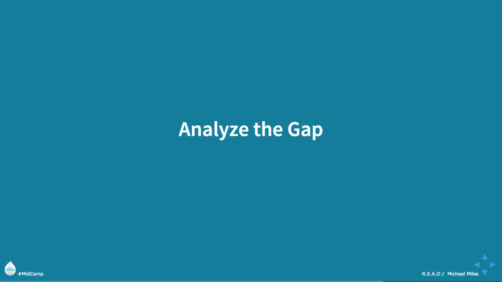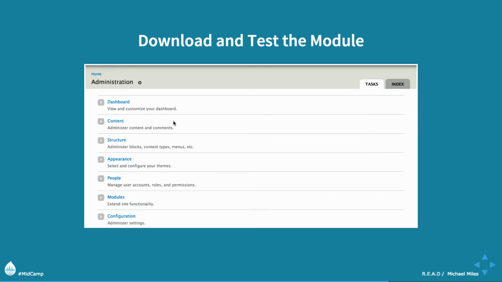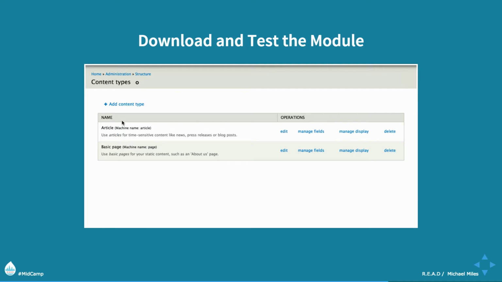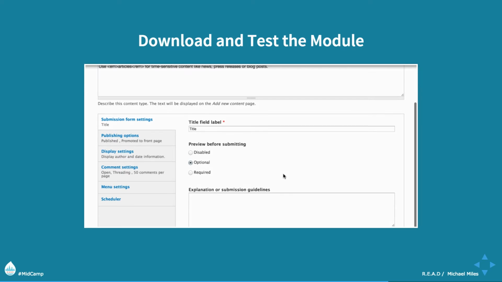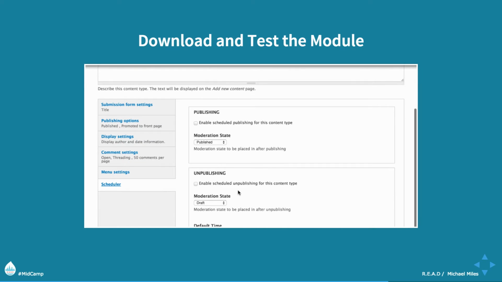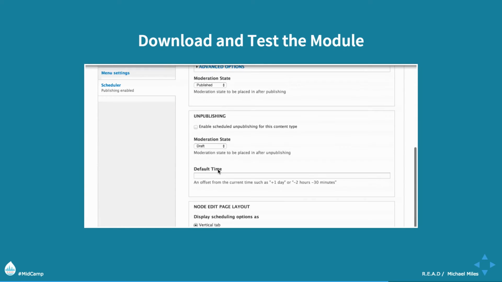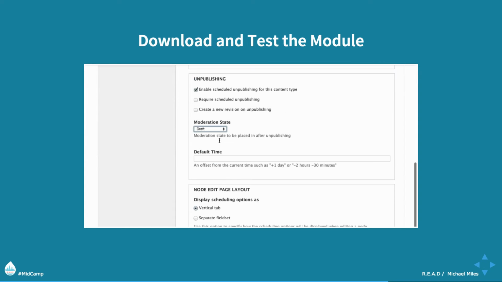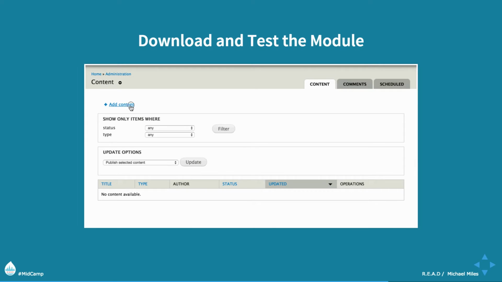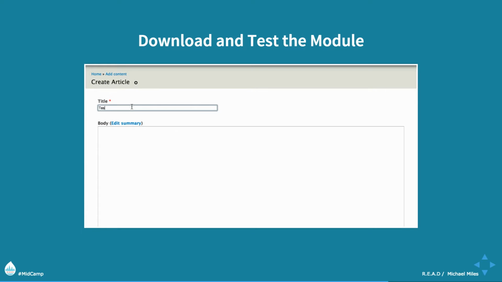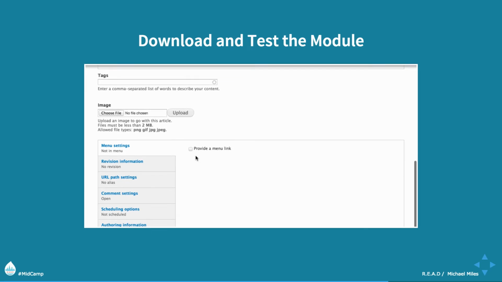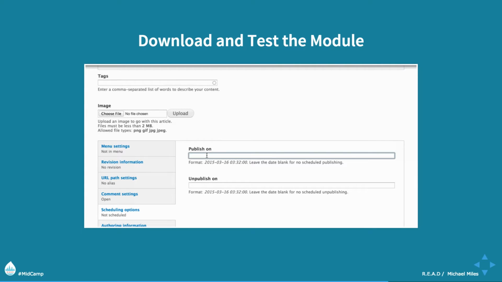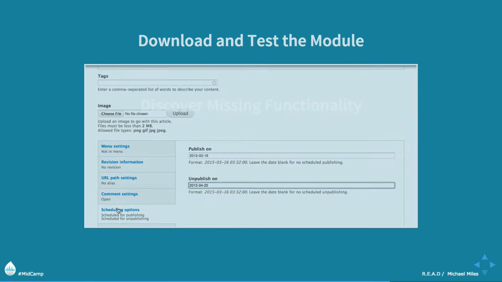So I analyzed the gap in functionality with this module. I downloaded and tested it. For a content type, I can create a schedule. I can select that they can schedule the publish and unpublish dates and what those moderation states are. And then when I create a node, I can select the date. Where is it? I can select the date to publish it and the date to unpublish it. Kind of similar to what my requirements are asking for.